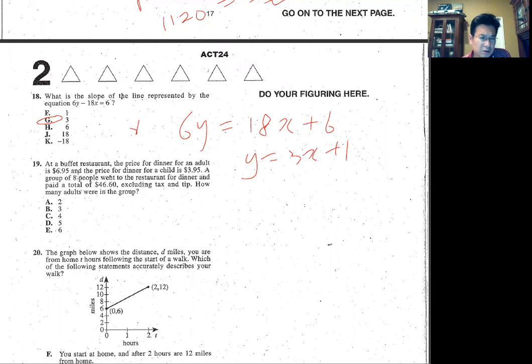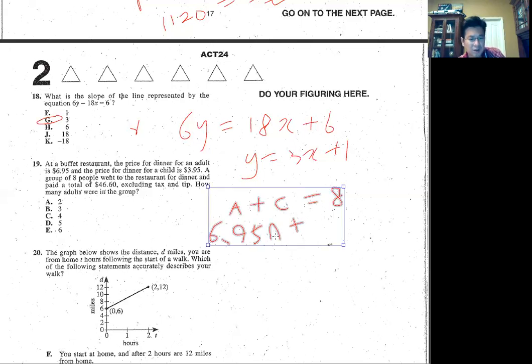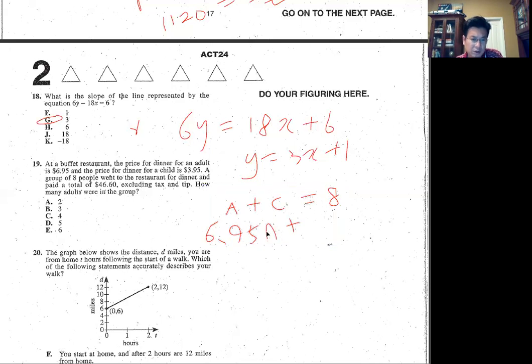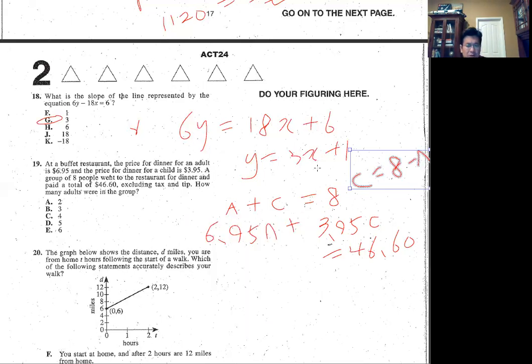For the parents surrounding, the adults' price is this much. The children's is this much. The group is 8 people around, so 8. So adults plus children is 8. Then 6.95 times A plus 3.95 times C. The children paid a total of 46.60, excluding tax and tips. Okay, then you can just calculate this with C equals 8 minus A. How many adults are in the group? So C equals 8 minus A, plug in to here.